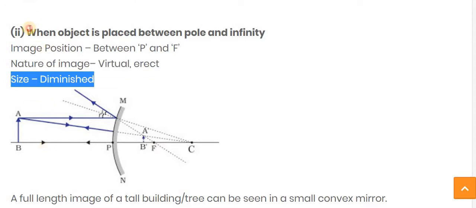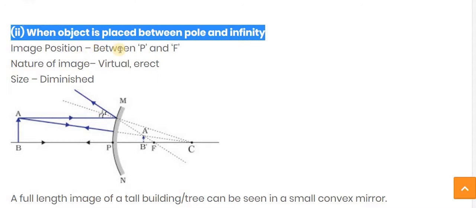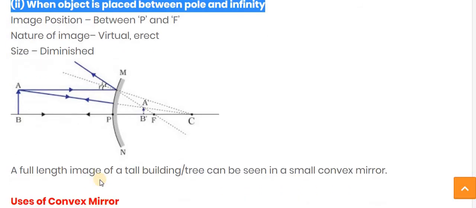Let's revise one more time. If we are keeping our object between the pole and infinity, then we get the image between the P and the F, and the nature of the image is virtual and erect, and size. So as compared to the object, it is diminished or very small in size.